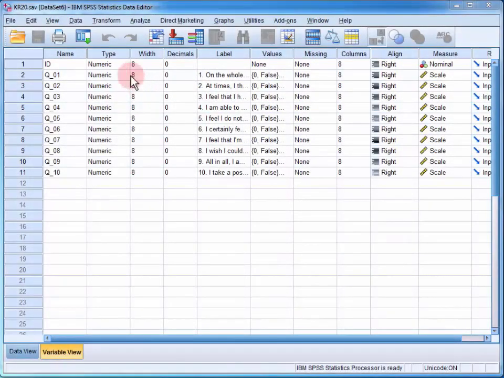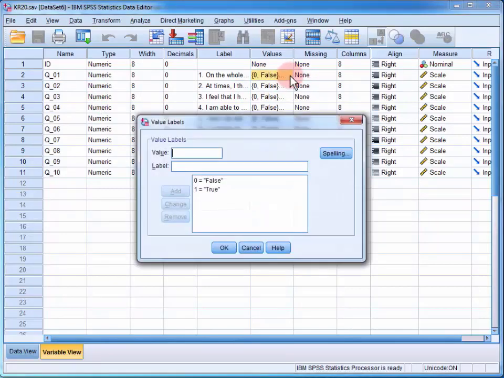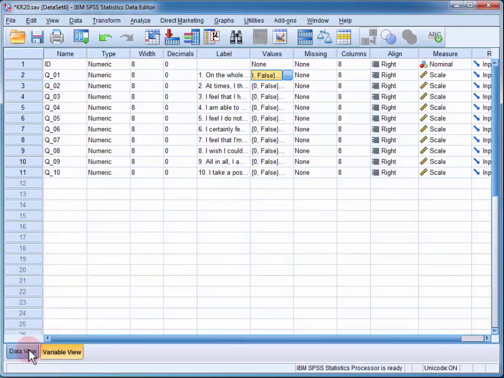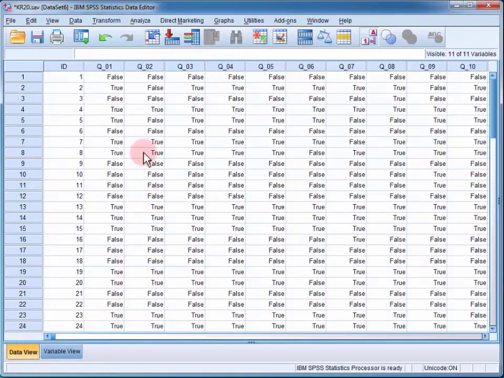In the data file, we have several variables, one for each question on the questionnaire. If we look at the value labels, we can see that a 0 was entered if the participant said the statement was false, and a 1 if they said that the statement was true. If I change to the data view, I can see that the first participant rated all of the statements as false.